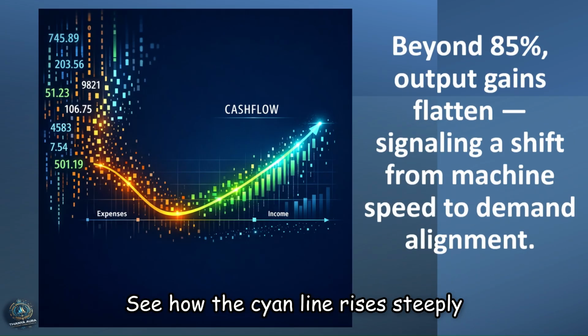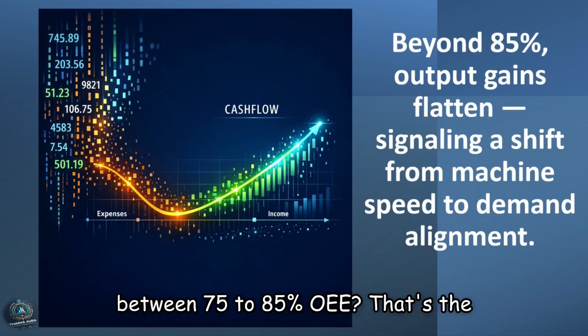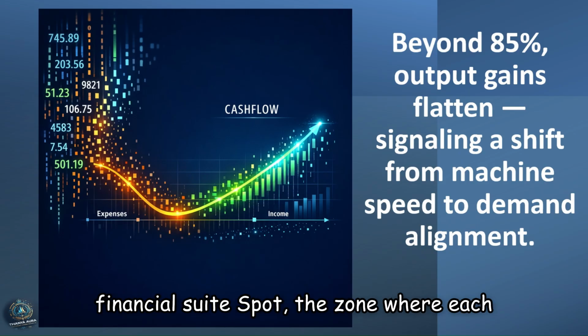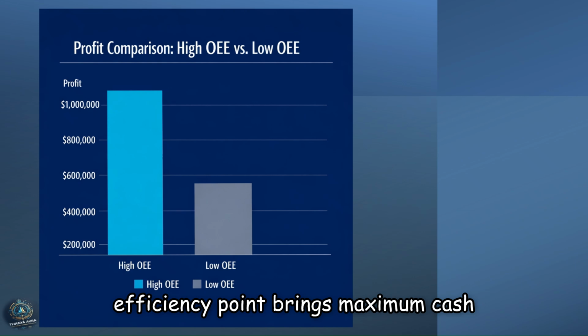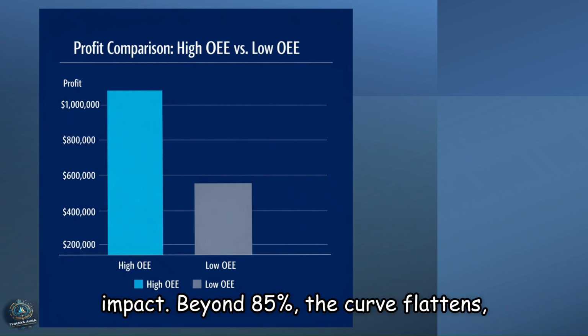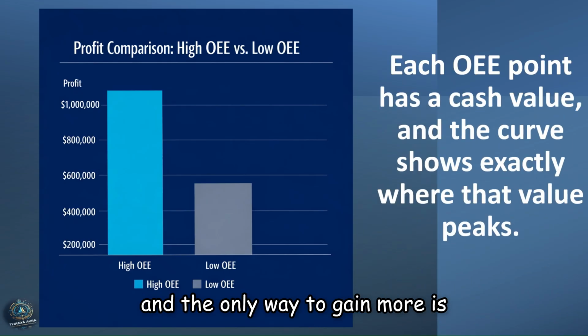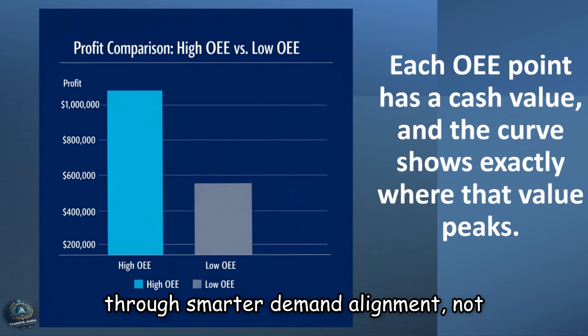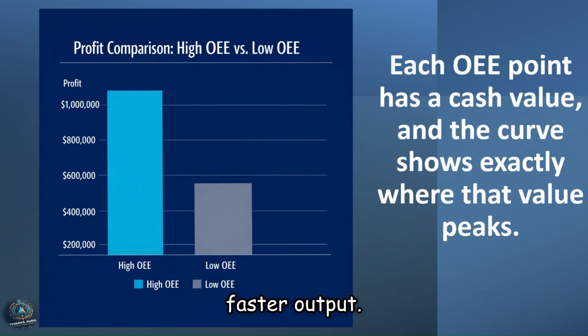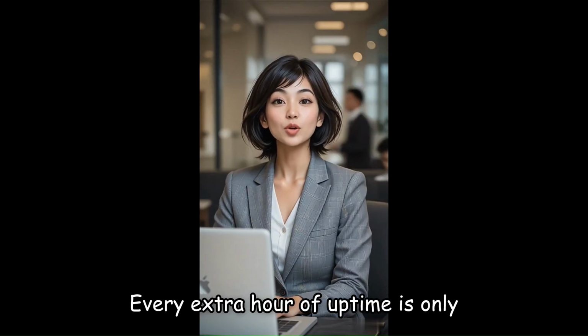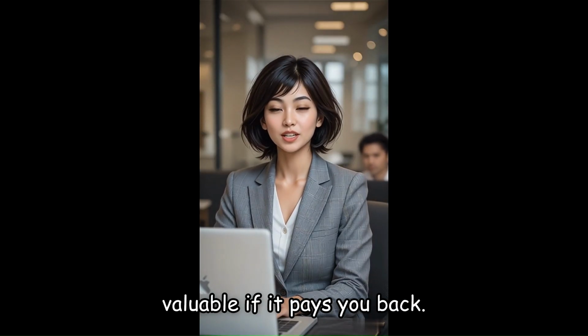See how the cyan line rises steeply between 75 to 85% OEE. That's the financial sweet spot, the zone where each efficiency point brings maximum cash impact. Beyond 85%, the curve flattens, meaning your machines may be maxed out, and the only way to gain more is through smarter demand alignment, not faster output. Every extra hour of uptime is only valuable if it pays you back.